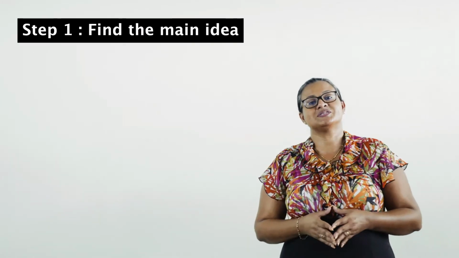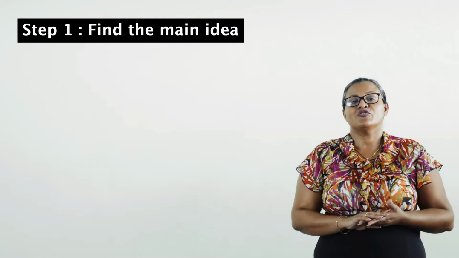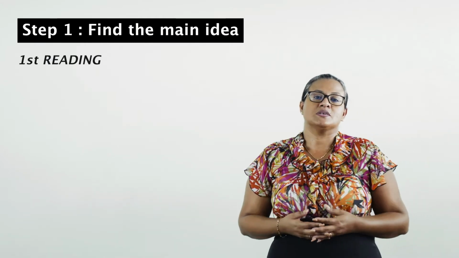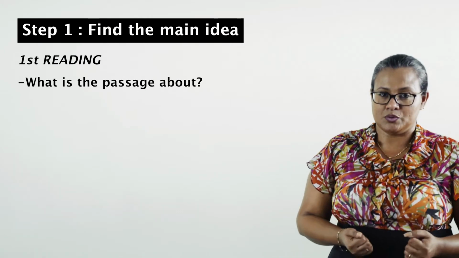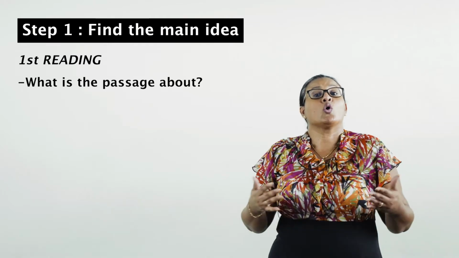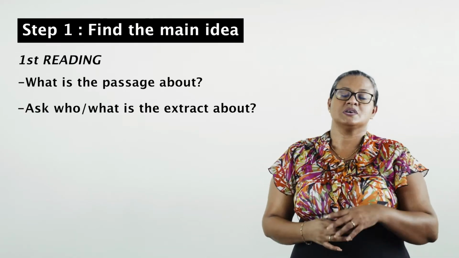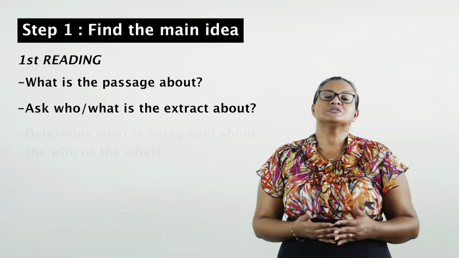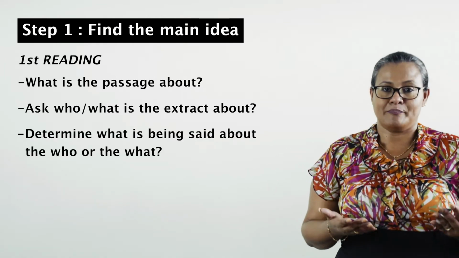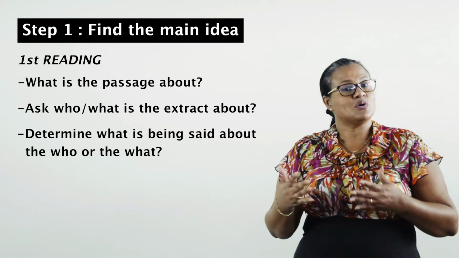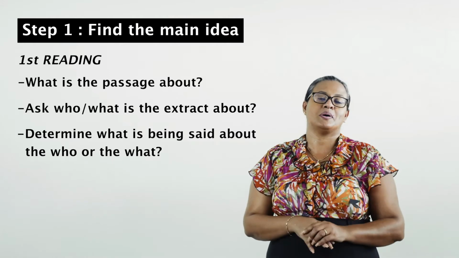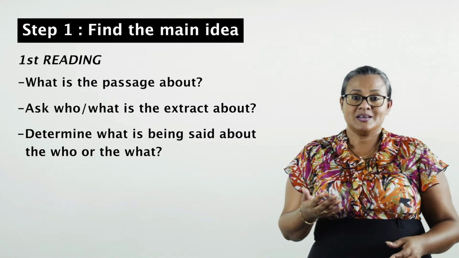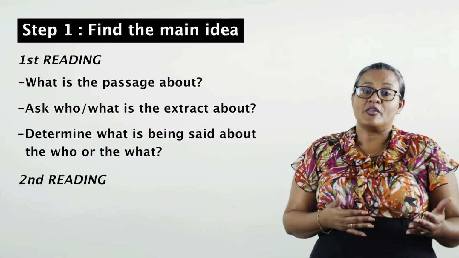The first step in our scientific approach to summary writing is to find the main idea. I always tell students to read the passage twice. In the first reading, you're asking yourself, what is the passage about? Who or what is the passage talking about? And then lastly, what is being said about the who or the what the passage is about?